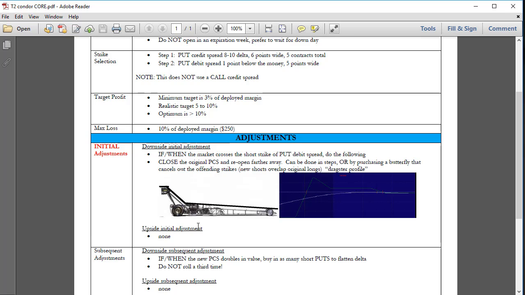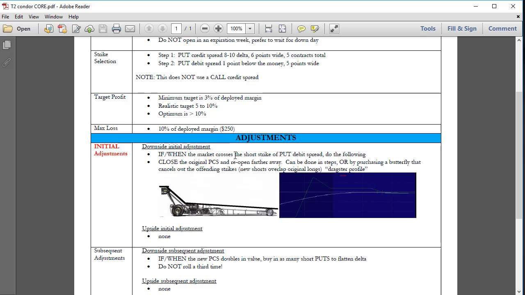After you have made adjustments, you'll notice there are no initial upside adjustments, meaning if the market goes up to infinity, we let the market go and do its thing. We don't make any upside adjustments. Downside adjustments are as follows. When the market closes below the short strike of the put debit spread, remember there's only 1 point below the money, 5 points wide. All right, and I'll show that again in one of the video examples down below, how we'll set this up and how we'll trade it.